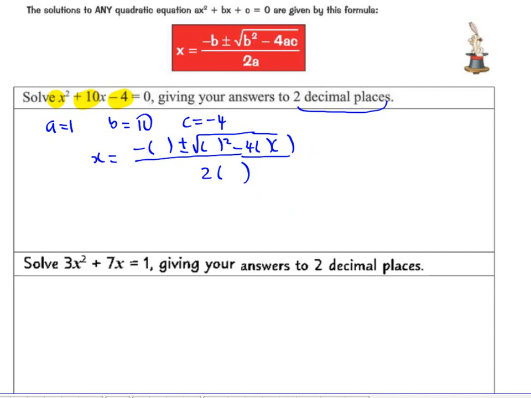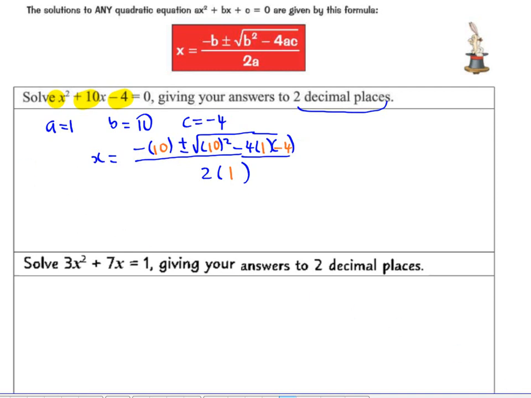So let's put A in now. We know B is 10, so minus B. And B again is 10 here, for B squared. For AC, A is 1, C is minus 4. And then A is equal to 1 here.